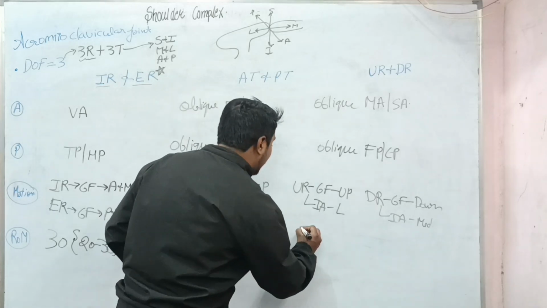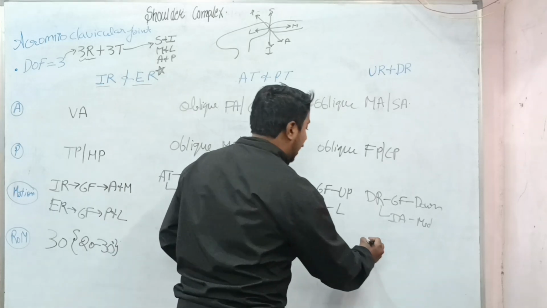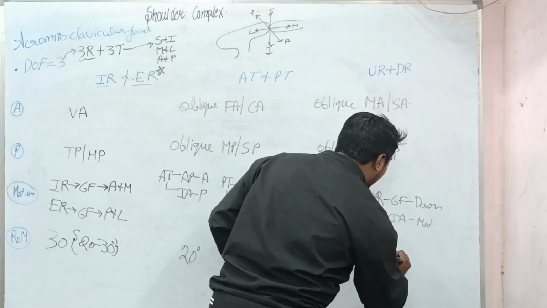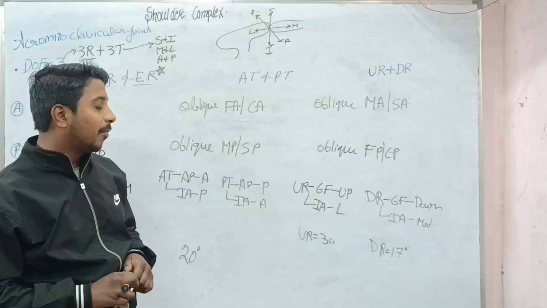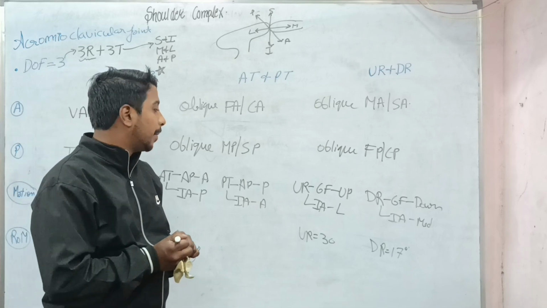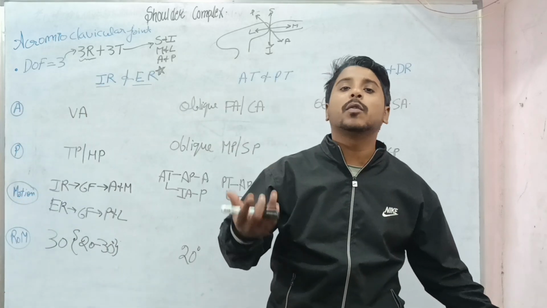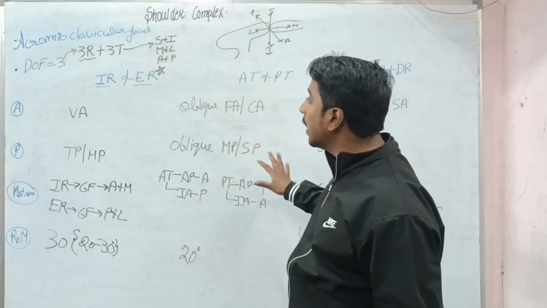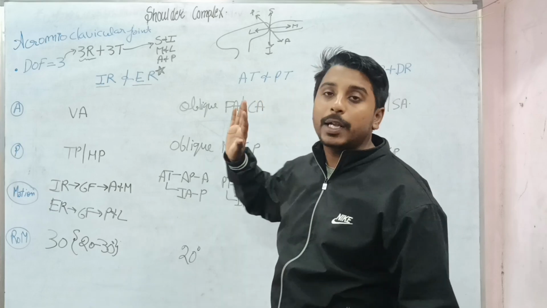Here the range of motion for upward rotation is around 30 degrees and for downward rotation around 17 degrees. These ranges of motion are not very accurate, but according to some authors this is the most accurate range of motion measured till now. So this is about the acromioclavicular joint motion.